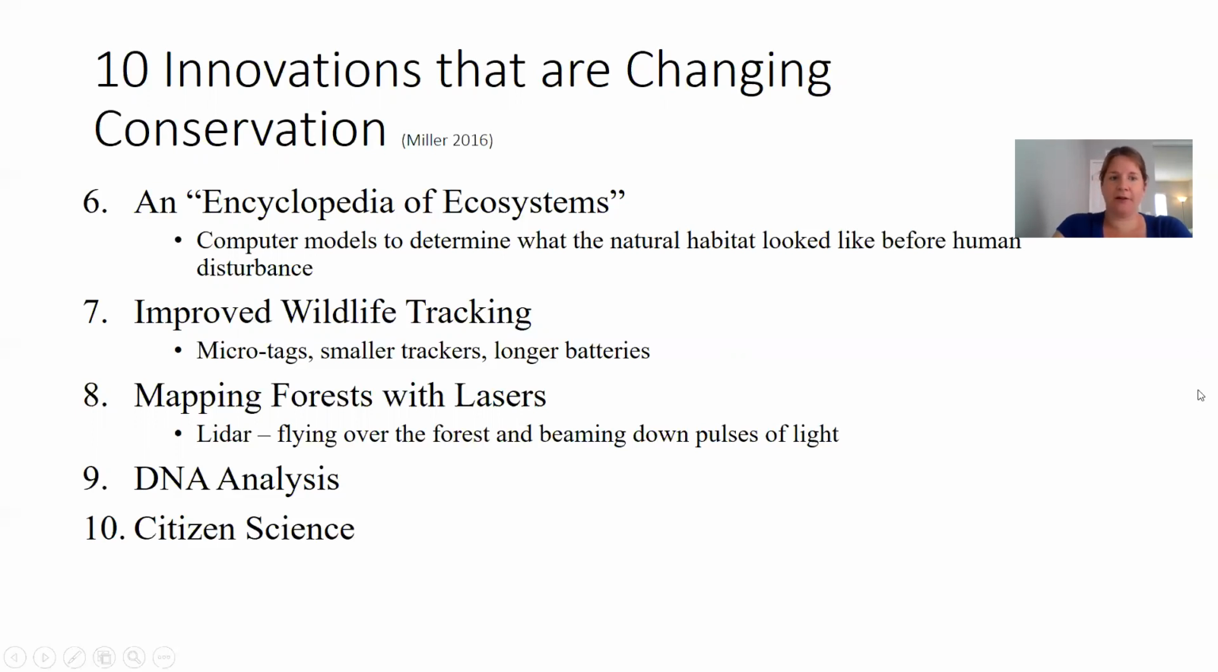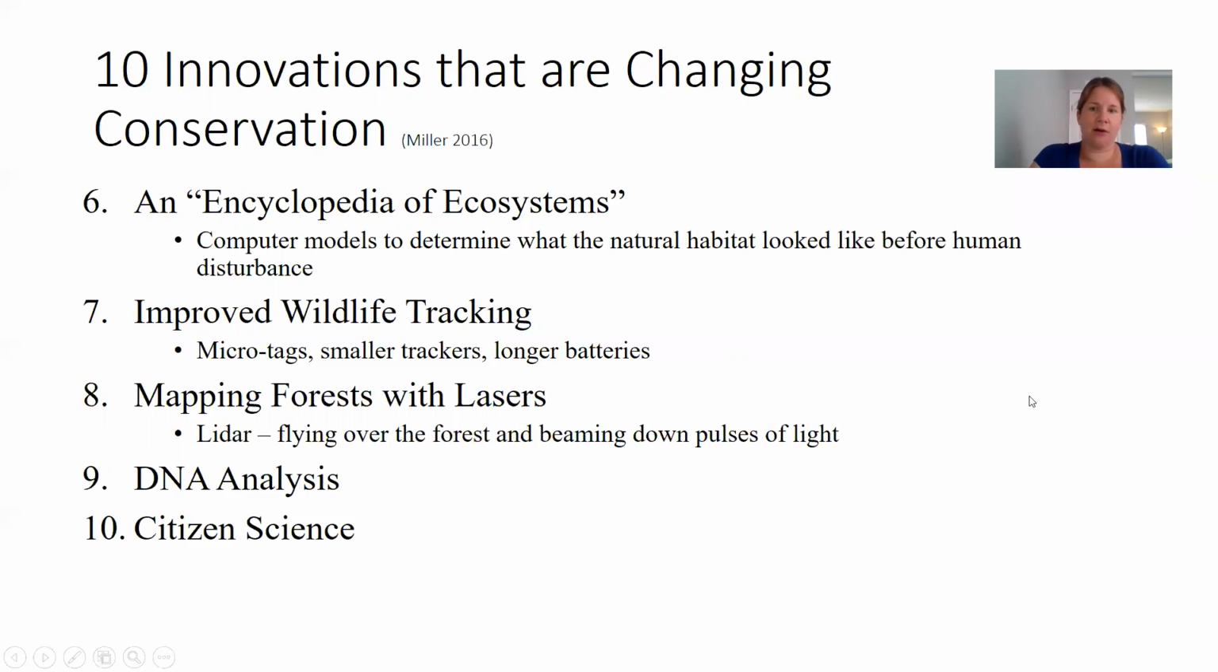And then the example they give, number 6, an encyclopedia of ecosystems. This is basically computer modeling to determine what the natural habitat was in an area before humans were there, which is something that we honestly don't know in a lot of places, especially in population centers, particularly on the East Coast, where there's been people living there for hundreds of years, not just a handful of folks, but actually established cities and things like that, where the natural ecosystems have been significantly altered for hundreds of years.